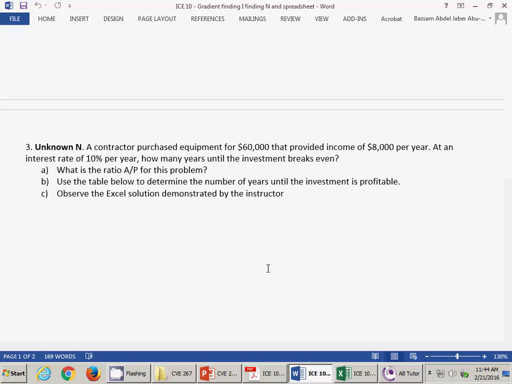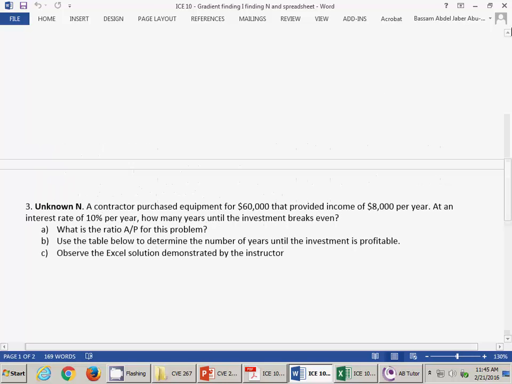So, first of all, on this problem, what is P and what is A? What amounts? What is P? 60,000 is P, A is 8,000. So what is the ratio A divided by P? Anybody have a calculator can tell me what is A divided by P? 0.1333. Okay, so that's the ratio of A to P.